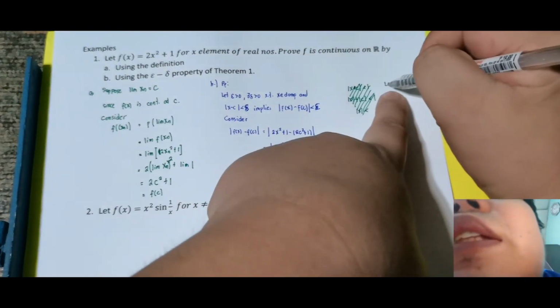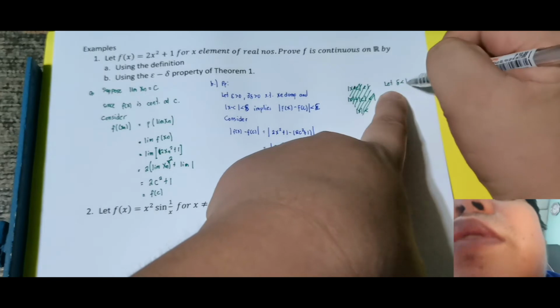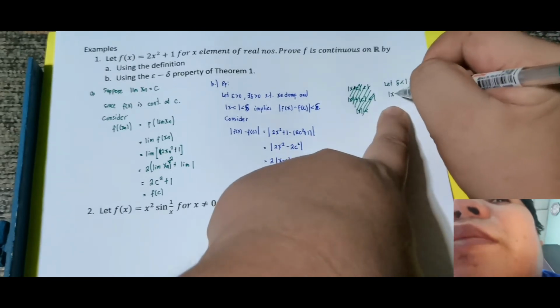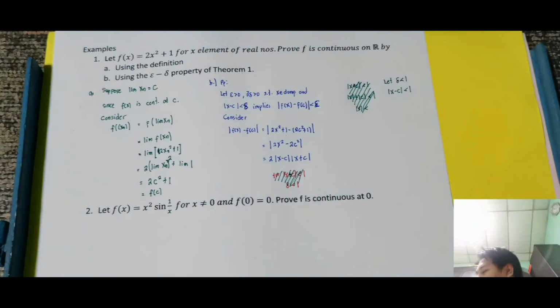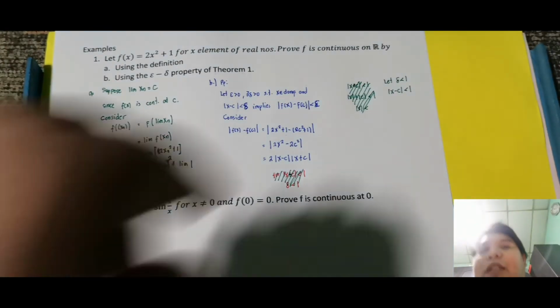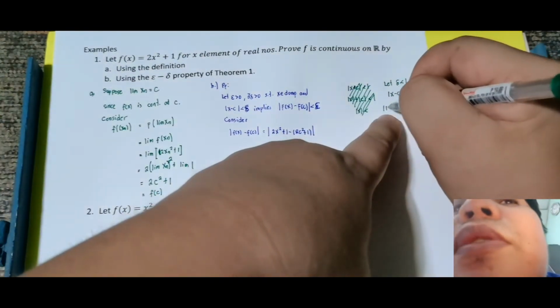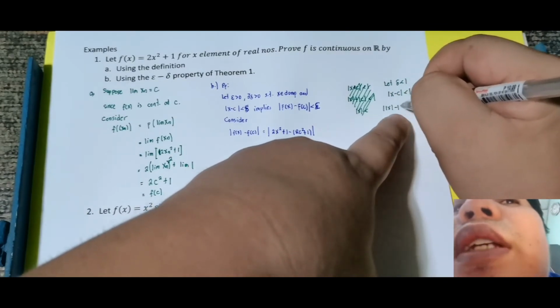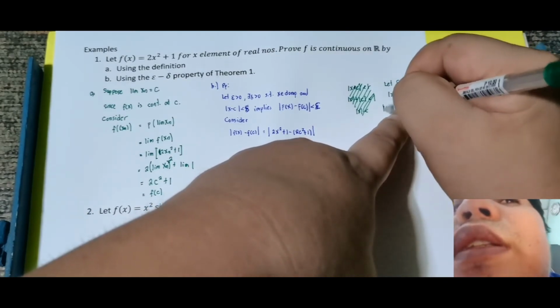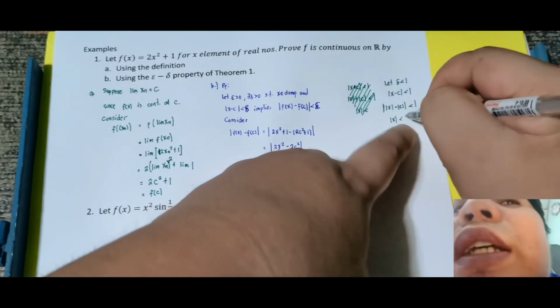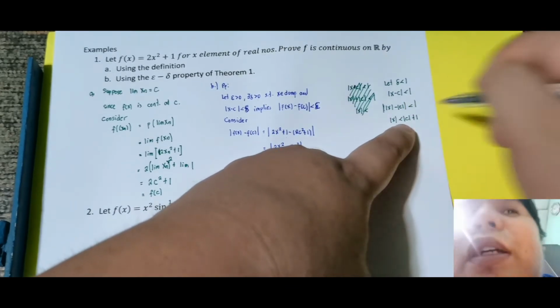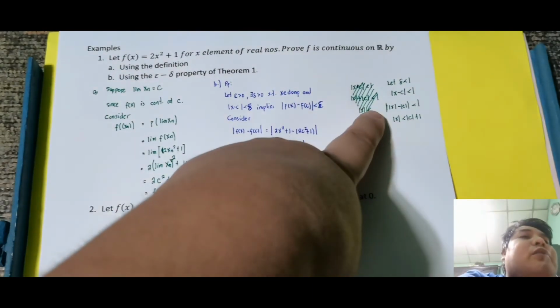Okay, ito nga, naguluhan ako dun. So let natin na delta less than 1. So we have |x - c| is less than 1. Okay, then by absolute value, ano magiging value na natin dyan? So that is |x| - |c| less than 1, in which that is |x| less than |c| + 1. Okay, by triangle inequality, yung ibang form.